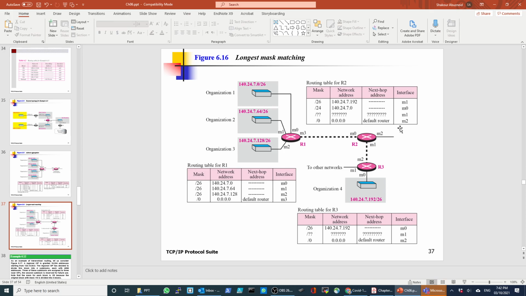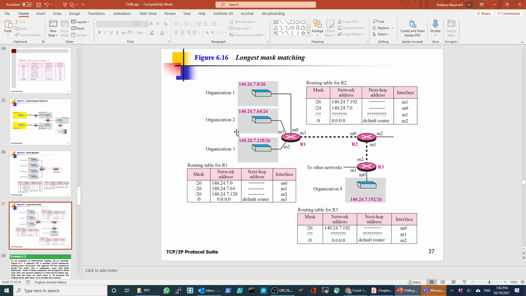So what is happening in here? What happens if one organization in the previous figure is not geographically close to the other three? For example, in here, organization four is completely far from organizations one, two, and three. They are very close to each other, but this one is too far. So that means organization four cannot be connected to router one. We cannot move this in here. It's too far geographically.